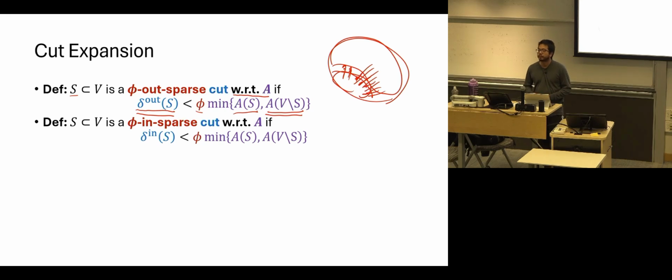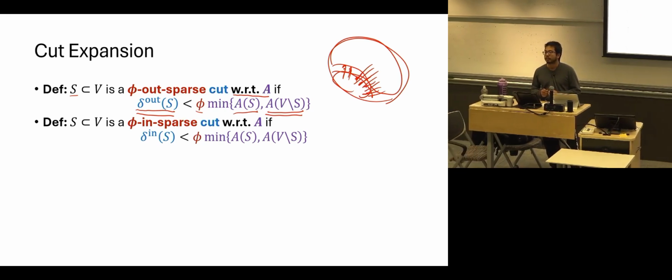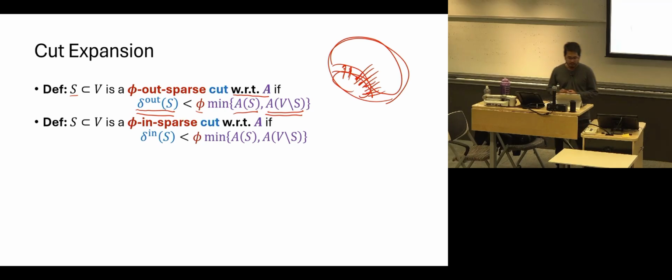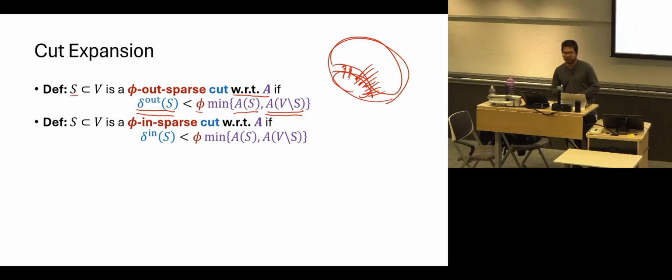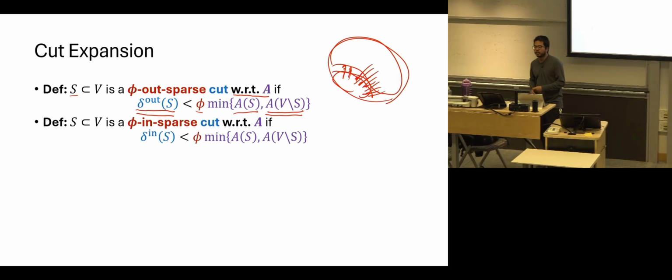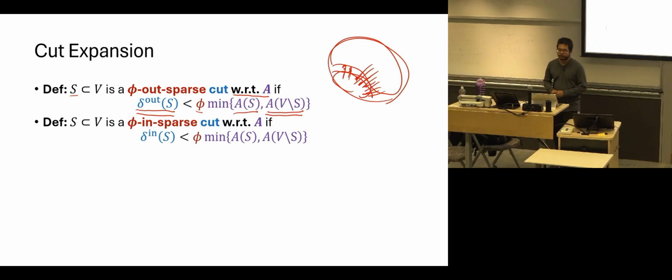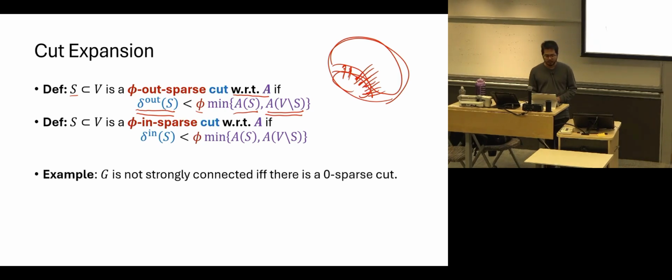So if S is an out sparse cut, doesn't that make V minus S in sparse too? Yeah. If S is out sparse, then V minus S is going to be in sparse.